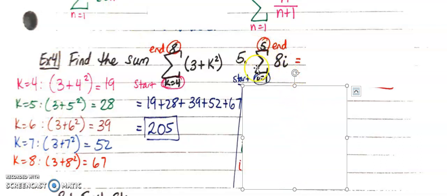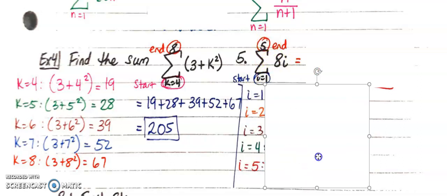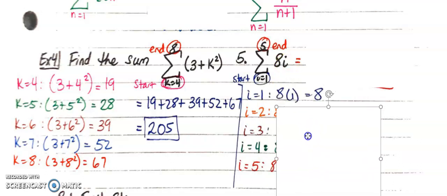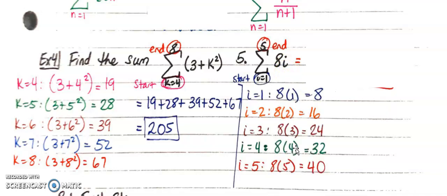Similarly, look over here. We have the summation of 8i from i equals 1 to 5. So we start at 1, we end at 5. So we go ahead and do i equals 1 through 5, and we plug it in for i here. So the first term, i equals 1, 8 times 1 is 8. i equals 2, 8 times 2 is 16. i equals 3, 8 times 3 is 24. I'm literally using this formula right here, this rule, and I get each one of my terms.